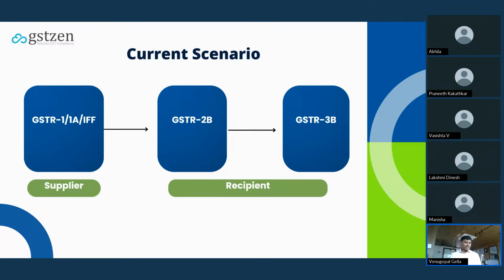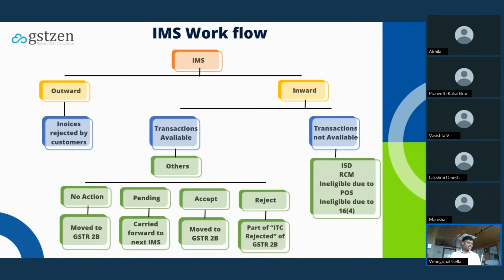Now let's look at what change has happened with IMS. So, as I said, it has two things, outward and inward. Inward has some transactions available in it. Some set of transactions are not available in inward, like ISD, RCM, ineligible due to place of supply. Like I'm here in Karnataka, if the place of supply is in Delhi or any state other than Karnataka, credit doesn't flow to my GSTN. Or ineligible owing to 16 subsection 4.